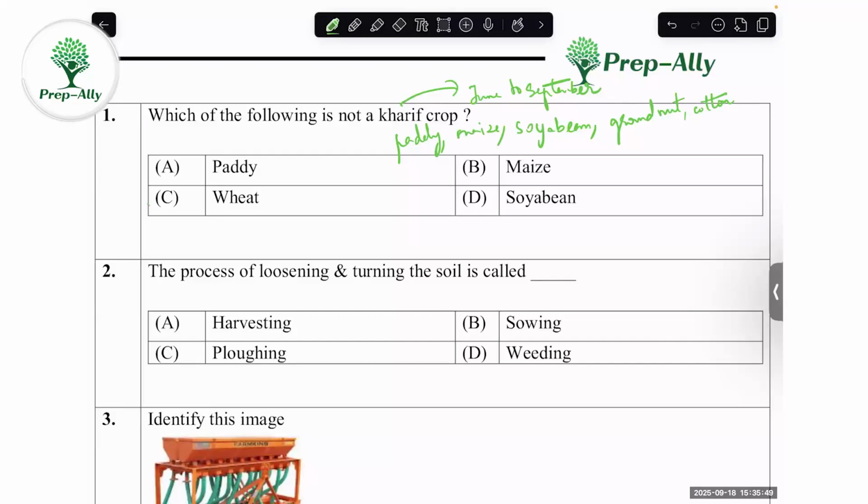So what about wheat? Wheat is a rabi crop. So the correct option will be wheat, because wheat is not a kharif crop.